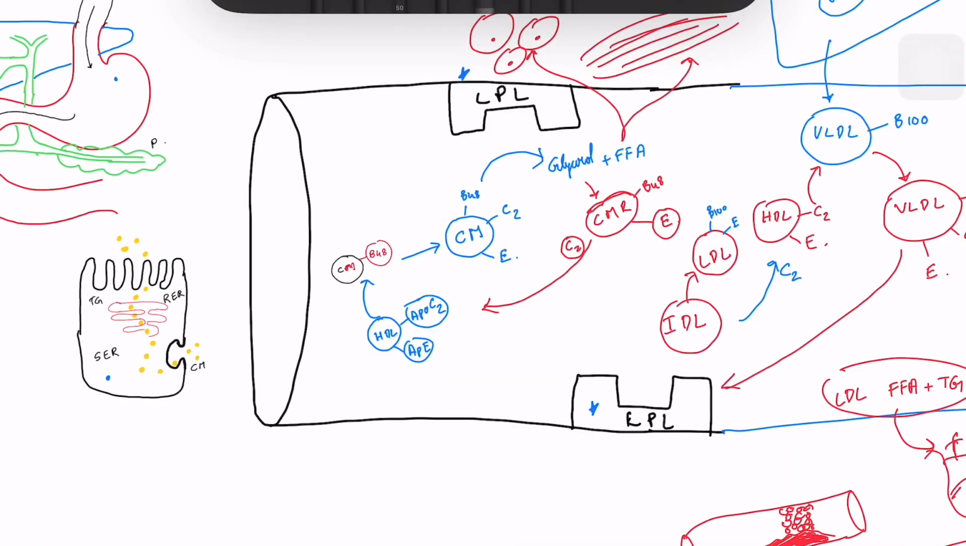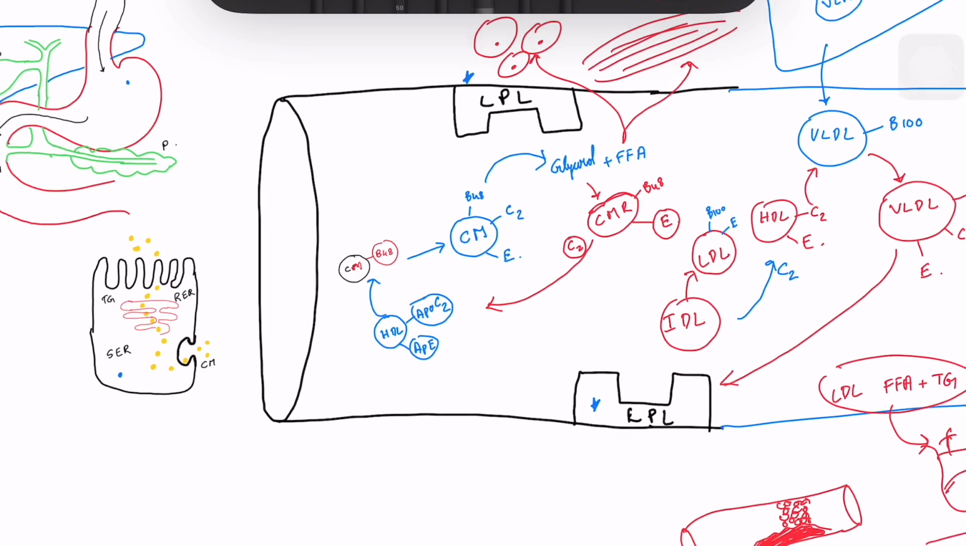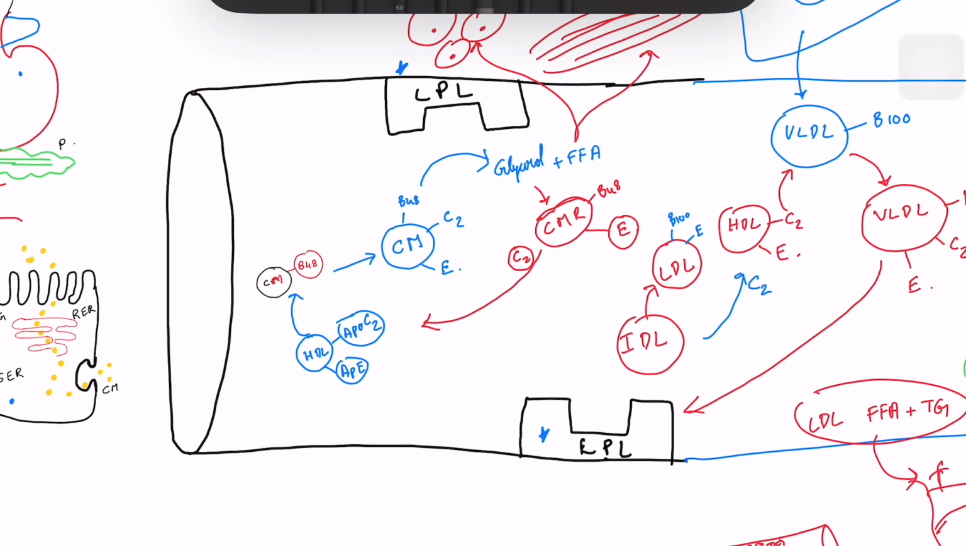If there is a defect in the lipoprotein lipase, it leads to a disease called hypertriglyceridemia. And these hypertriglyceridemia patients will present with features of xanthomas. Either lipoprotein lipase or Apo C-II deficiency will lead to the development of hypertriglyceridemia. The patients with hypertriglyceridemia will present with features of xanthomas.